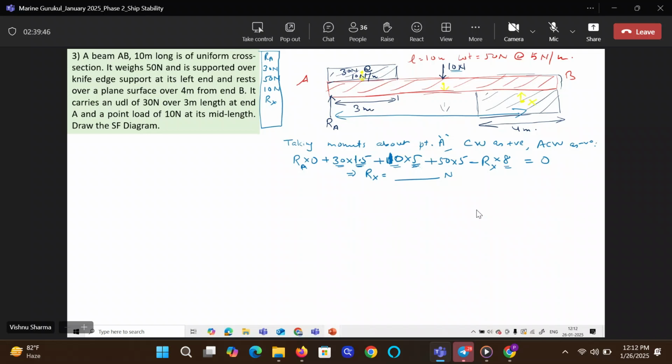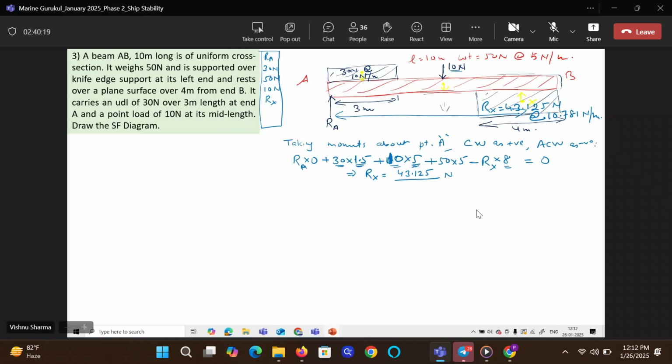Guys, how much is Rx coming? 43.125. 43.125 newtons. Now, I will write here, but that is of no sense. So Rx is 43.125, but it is not concentrated. Divide by 4. I'm writing here. When you divide by 4, it is 10 point, how much beta? 3 decimal places. 781. 781 newtons per meter. Correct, beta?